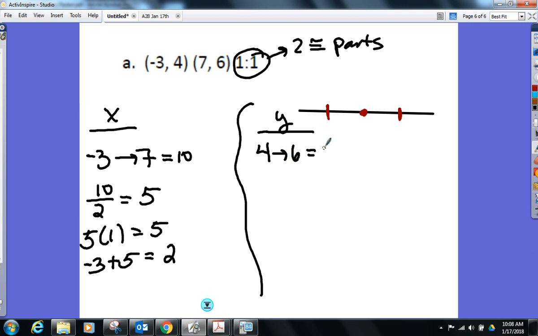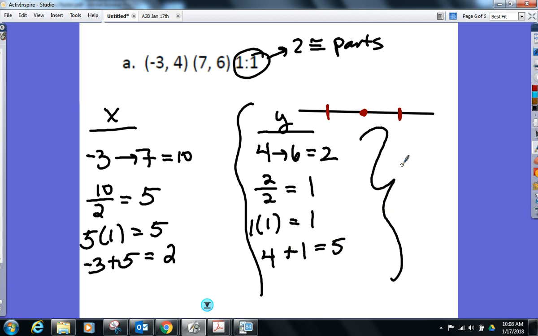How many units total did you travel? 2. Again, cut it up into 2 equal parts. 2 divided by 2, 1 unit. And I'm only going to go once, so 1 times that 1. Where do we start on the y-axis again? At 4. Add that 1. I'm at 5. So the midpoint is 2, 5.